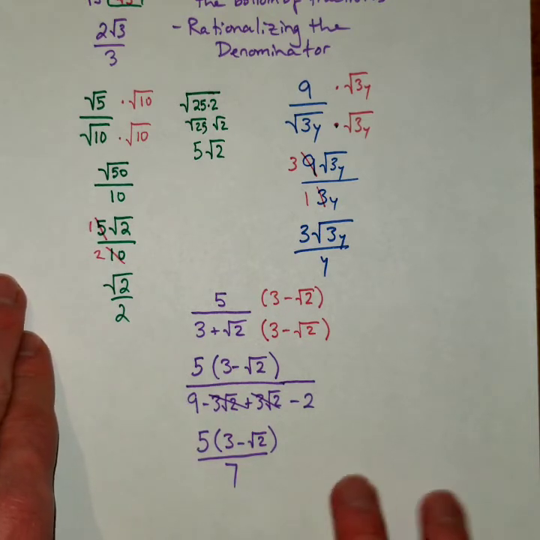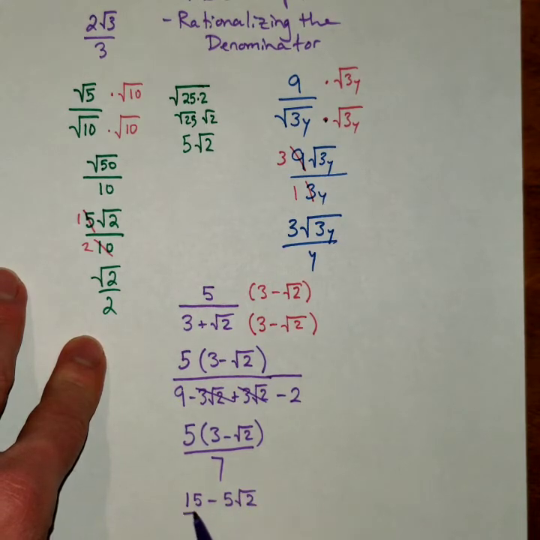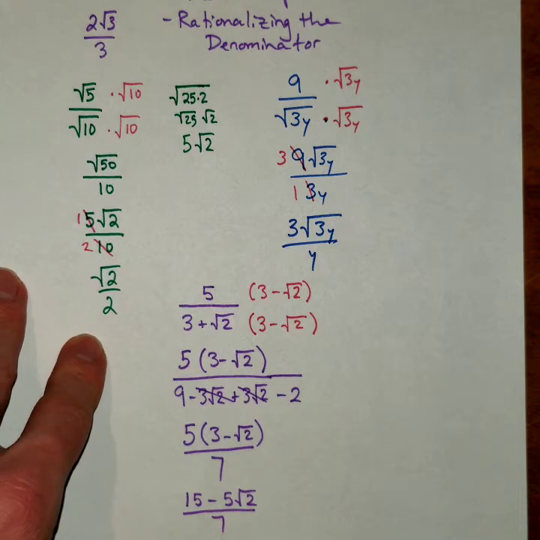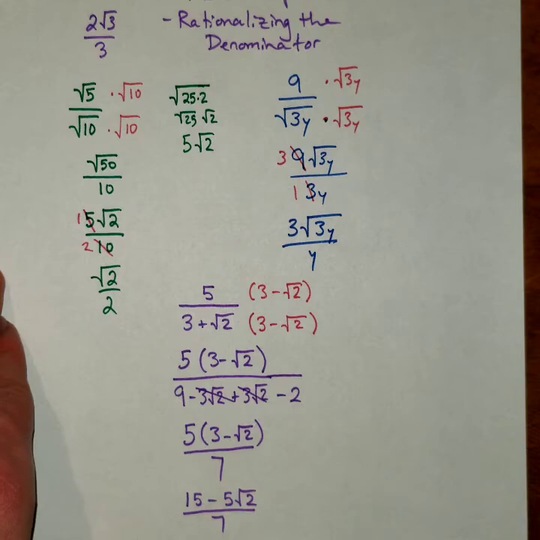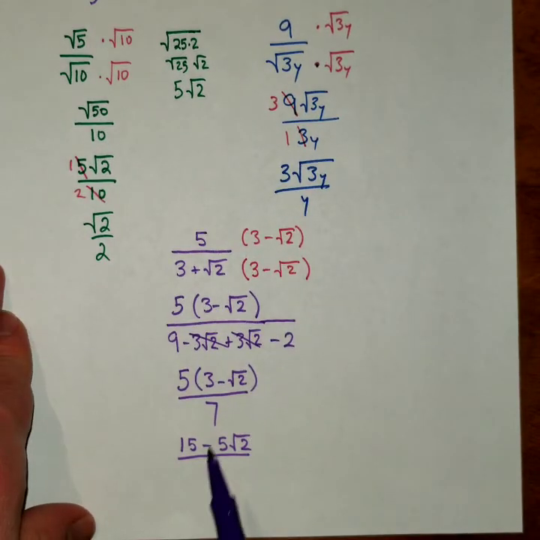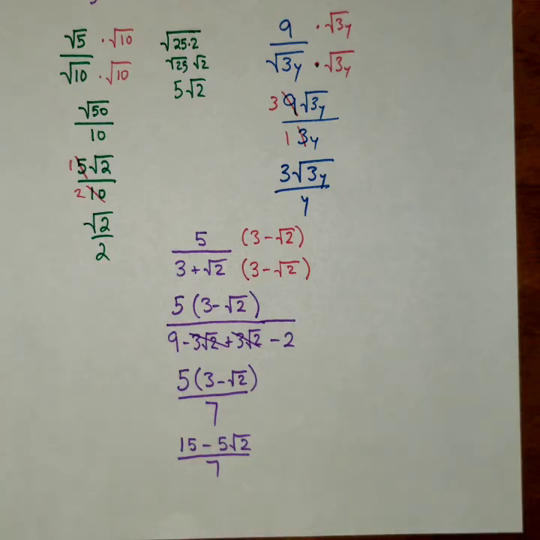Now I don't know what my math lab is going to prefer, but it may want you to distribute the 5 on top and call that 15 minus 5 root 2 all over 7. You'll have to read the instructions very carefully to these problems, again, to see, on my math lab which one it will take. I personally would take either of these on a test. Okay. All right, let's look at maybe one more of these examples.